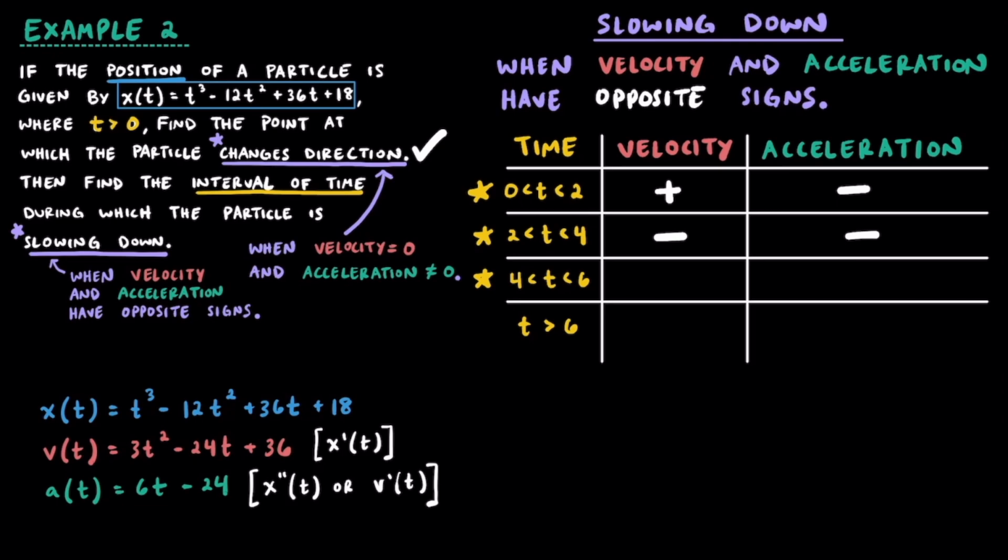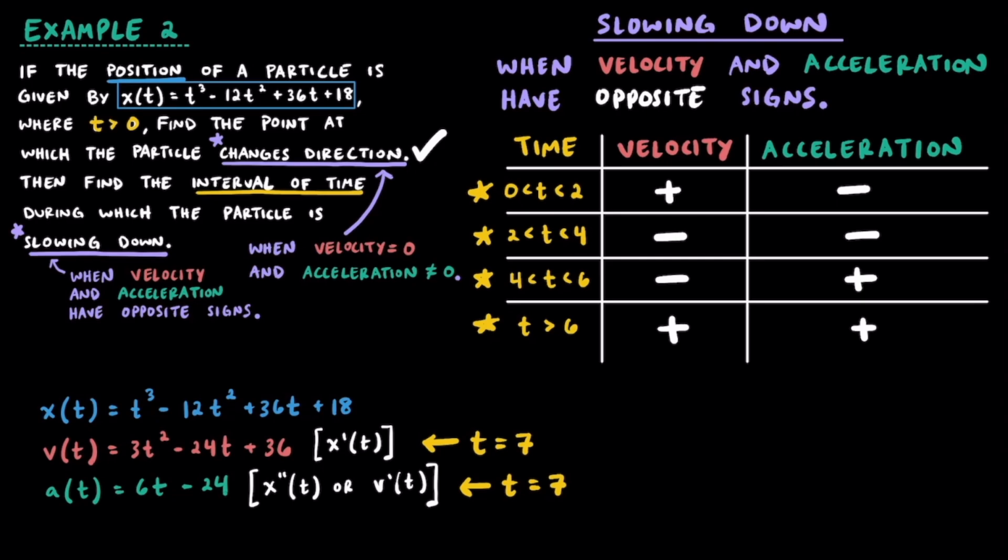For this next interval, when t has to be between 4 and 6, I'm going to try substituting in the value of t is equal to 5. In the velocity function, if we substitute that in, we're going to get a negative value, and if we put in t equals 5 for the acceleration function, we get a positive value. And for this last interval where t is greater than 6, I'm going to plug in the value maybe like 7, right? So when t is equal to 7, substituting in, we will get a positive value for velocity, and we would also get a positive value for the acceleration.